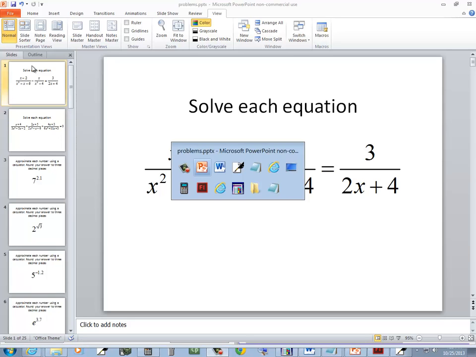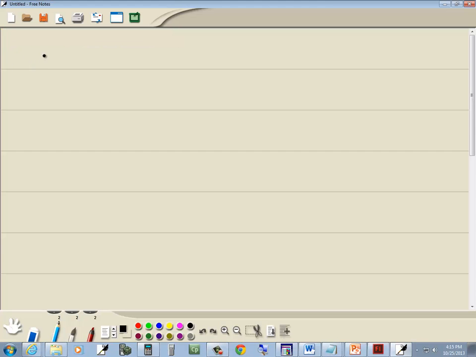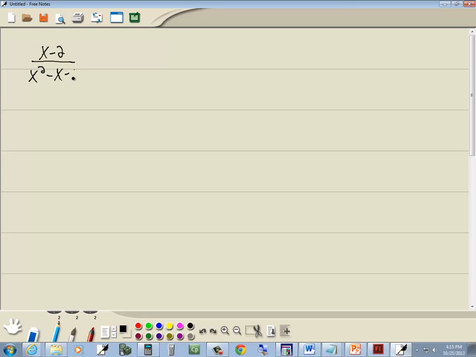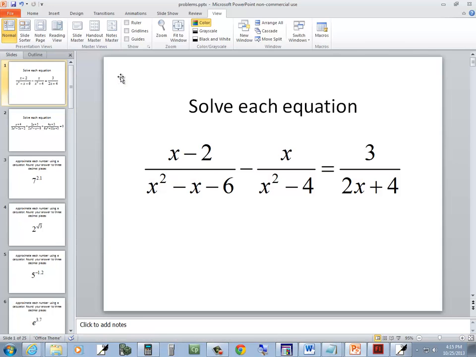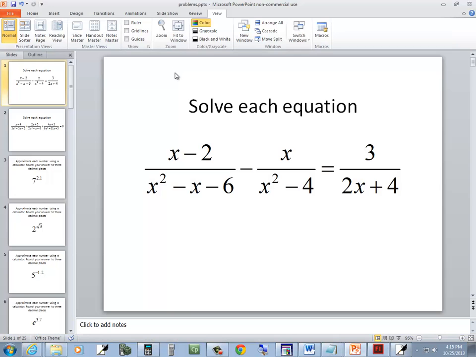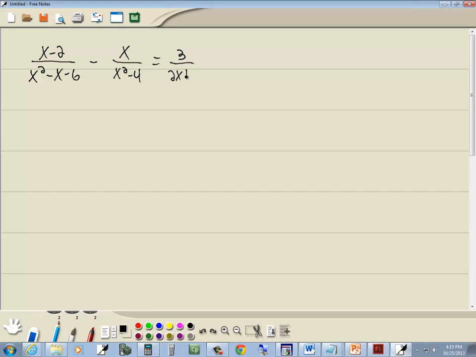Let's take a look at this problem. We've got (x - 2)/(x² - x - 6) - x/(x² - 4) = 3/(2x + 4). Now step 1: factor all our denominators.